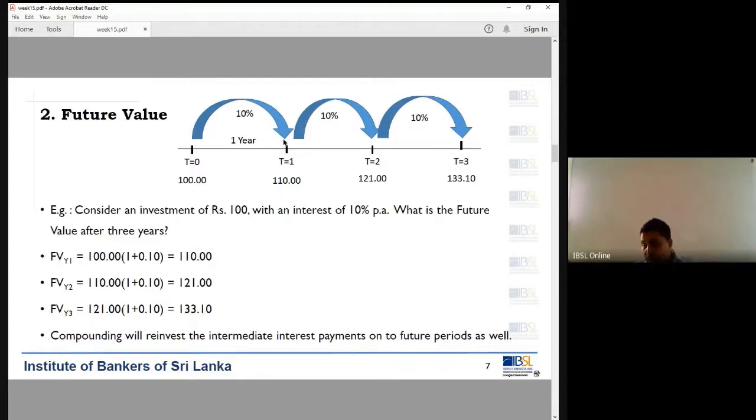So for that additional 10 rupee also, you're going to get another 10%. So what's the value of 10 rupee multiplied by 10%? That is 1 rupee.